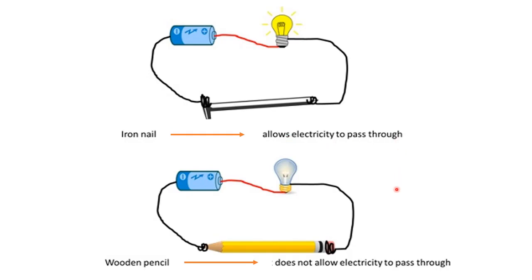Now let's have a look at the second case. Here, once again, we have a cell, a bulb, and the two metallic clips. In between the metallic clips, a wooden pencil is kept. We can observe that the bulb is not glowing. The wooden pencil does not allow electricity to pass through it.